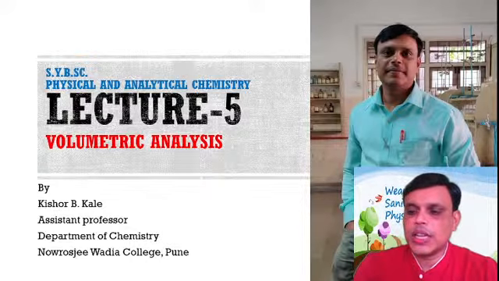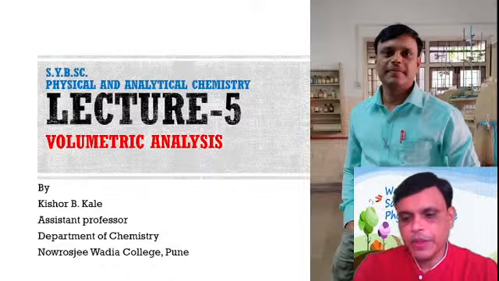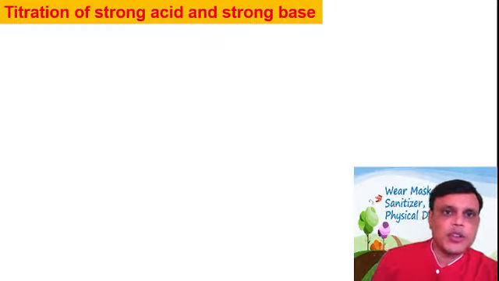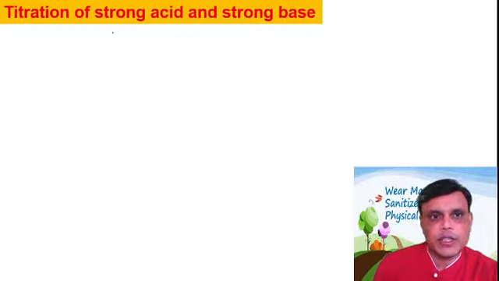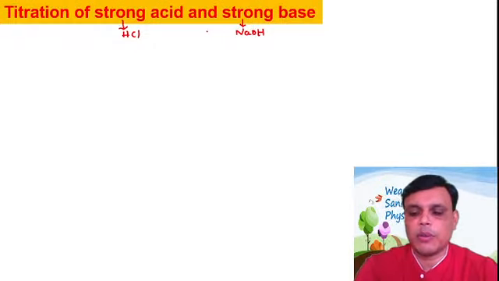So this is lecture number 5 of volumetric analysis. We will see the titration of strong acid and strong base. For the strong acid we will take HCl, hydrochloric acid, and for the strong base we will take NaOH, sodium hydroxide, which is the best example of strong acid and strong base titration.